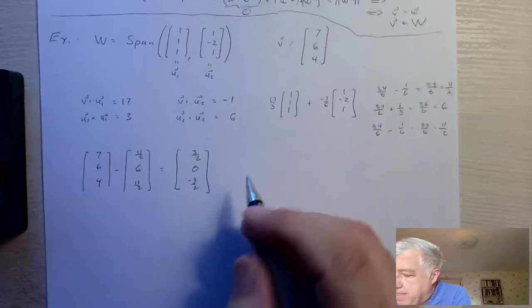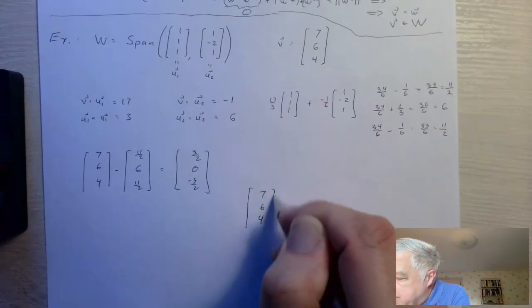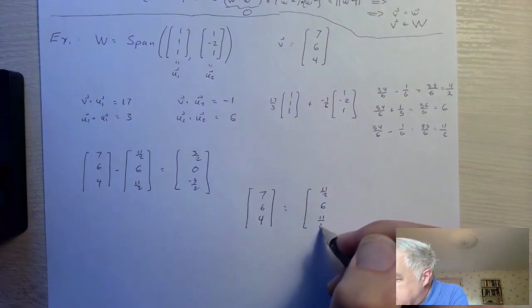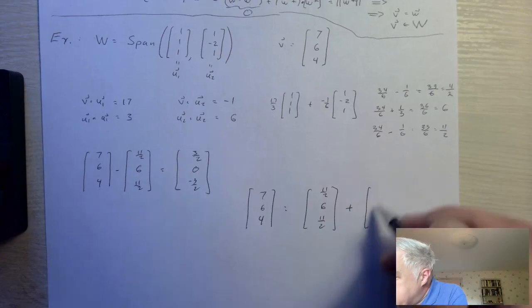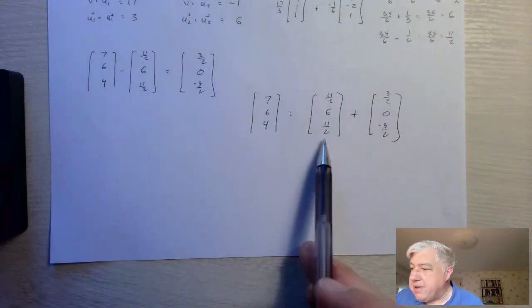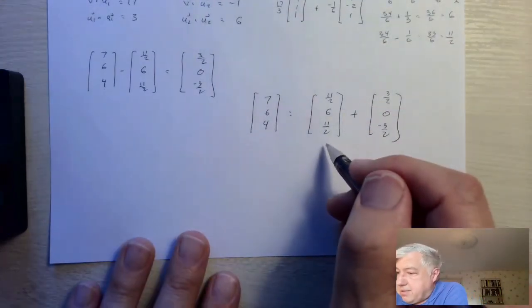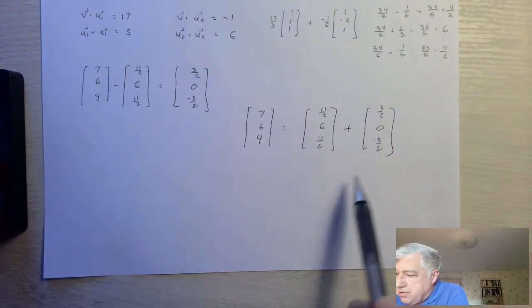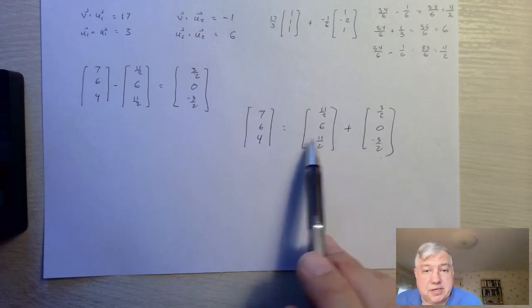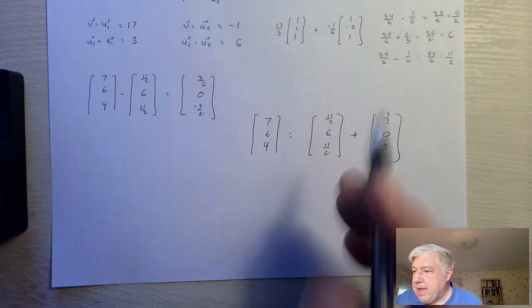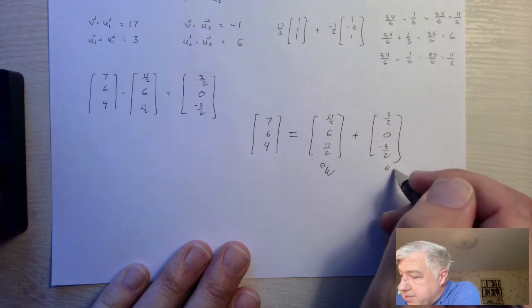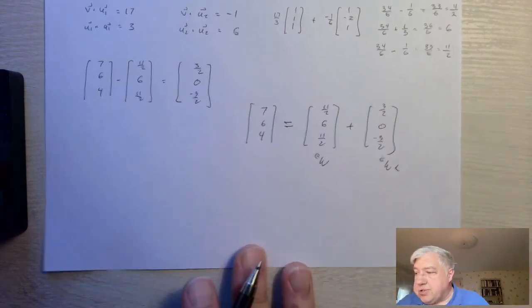So we get that 7, 6, 4 can be written as 11 halves, 6, 11 halves, plus 3 halves, 0, negative 3 halves. And you can check that this is in W and that this is in W perp, and in fact these are orthogonal to each other. It's very easy to see. So that would be an example of an orthogonal decomposition where this is in W and this is in W perp.